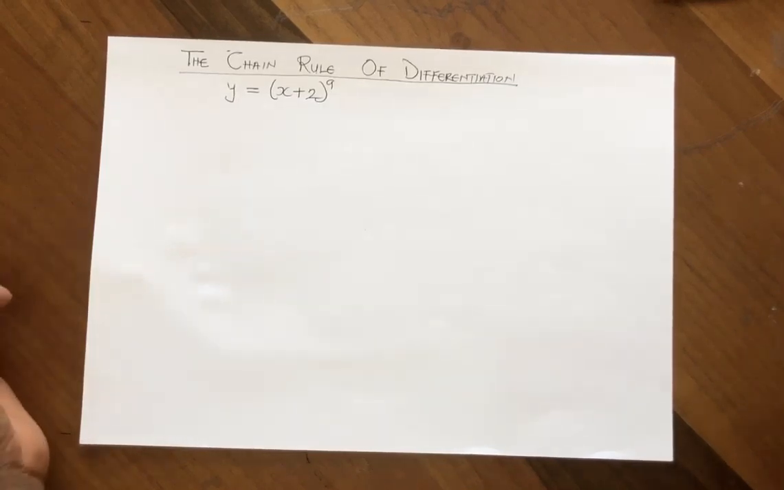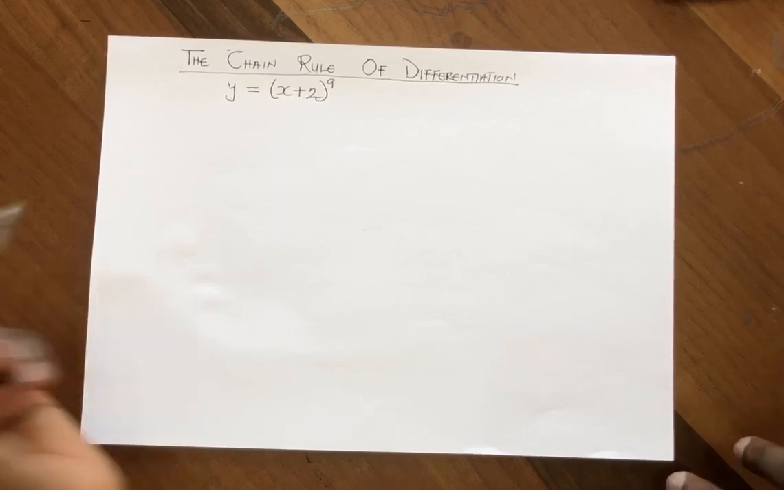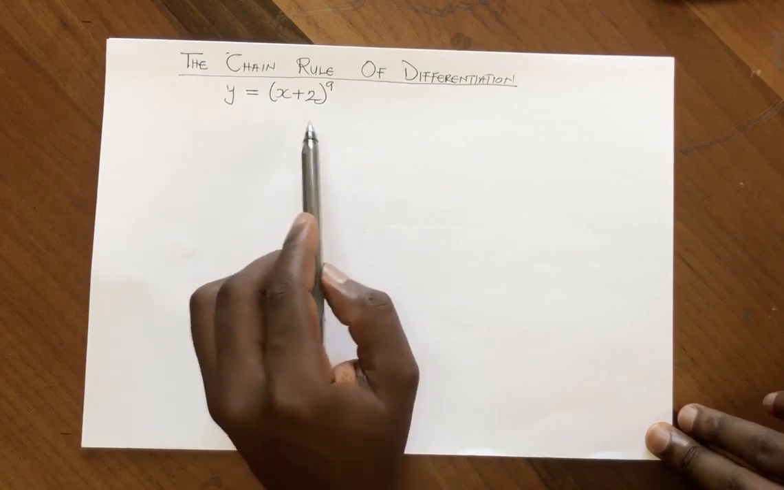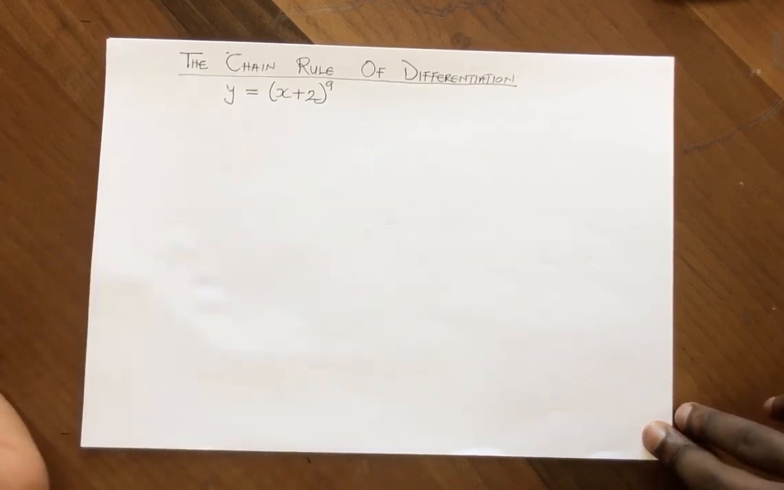When you are given a function such as y equals (x + 2) raised to the power 9, you might want to expand this bracket and then differentiate the individual terms, which will take a very long time. So there's a better way to do such differentiation, and that is what we call the chain rule.